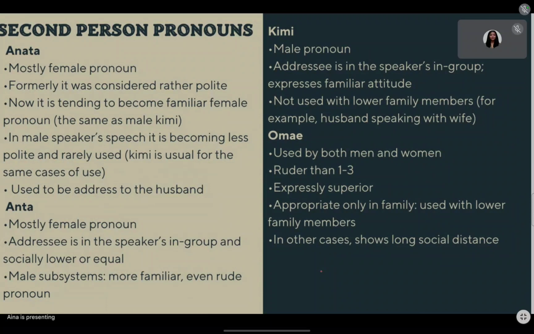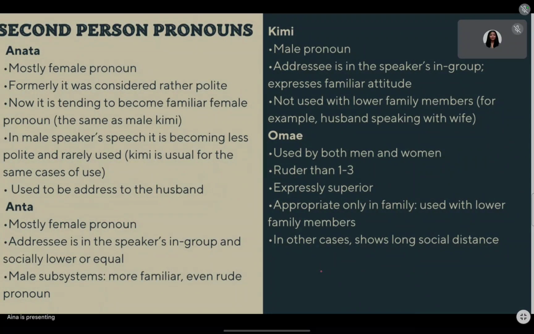And then kimi is a male pronoun. Addressing in the speakers in group, express familiar attitude lang po. So for example, sa mga friends and classmates lang ginagamit. And it is not used with lower family members. So for example, husband calling their wife. Okay, kimi. So if you're watching anime or J-drama, mas maririnig nyo siya sa mga leading man na tinatawag yung kanilang leading lady as kimi, or sa mga classmate, no, yung mga kimi, no.